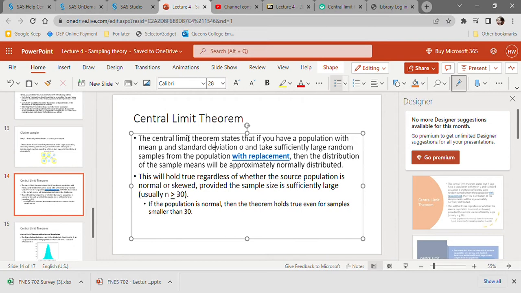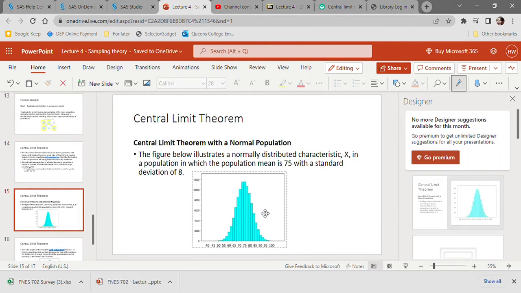Okay, so this will hold true whether the source population is normal or skewed. Which means if, for example, in our class, we're anticipating 25 students, or let's just say 30 students or so, that we're going to have somebody who's really, really tall, and then we're going to have somebody who's really, really short, and then everybody for the most part is going to be kind of clustered around the middle, right? That's called a normal distribution.